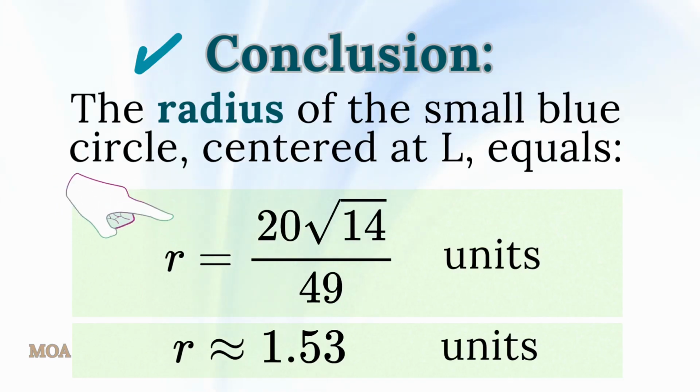In conclusion, the radius of the small blue circle centered at L equals 20 times the square root of 14 all over 49 units. Numerically, this radius R is approximately 1.53 units.